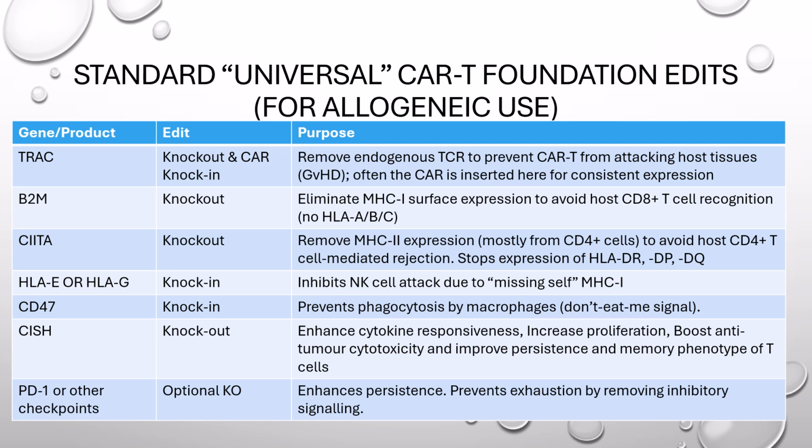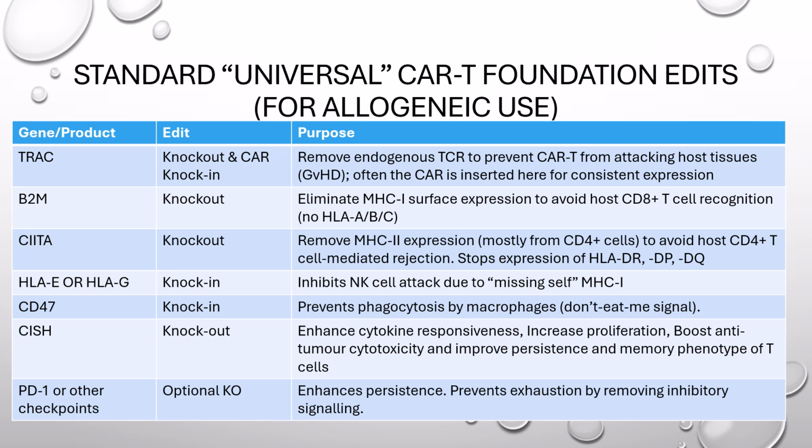Now you want to knock in HLA-E or HLA-G, and this is because if you knock out the HLA A, B, or C, your natural killer cells will attack them because they'll see them as HLA null, and then they'll attack them.